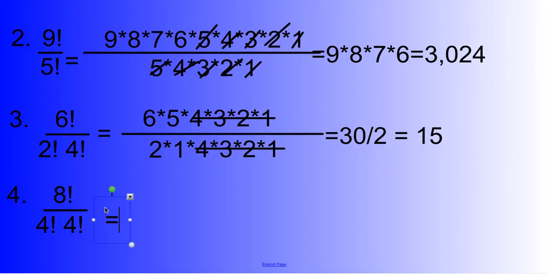Okay, and then on the next one, 8 factorial would be the same as 8 times 7 times 6 times 5, 4, 3, 2, 1.